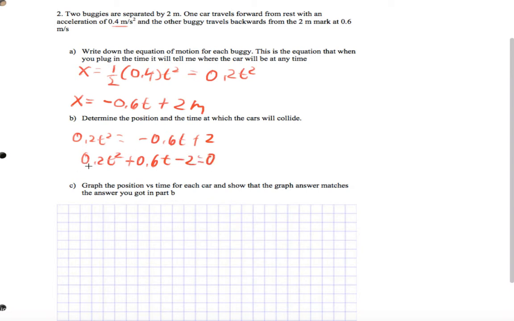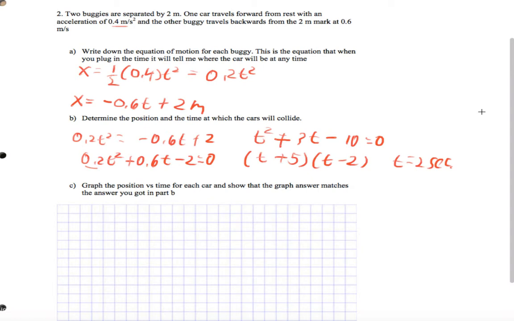Now let's divide through by 0.2 to get a simpler equation. When we do that, we're going to get t squared plus 3t minus 10 equals 0. And let's see if we can factor this. So we're going to get t plus 5 and t minus 2. So it actually appears that these buggies collide at t equals 2 seconds. I had absolutely no idea this was going to factor. Let me double check that that's right.